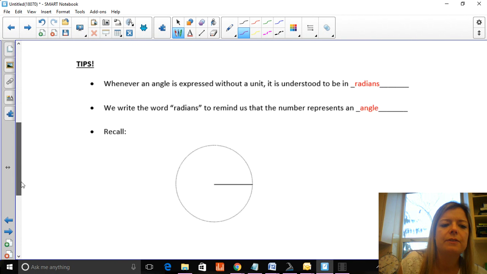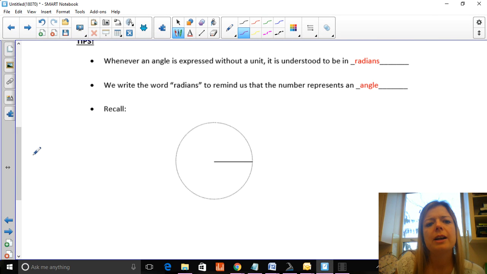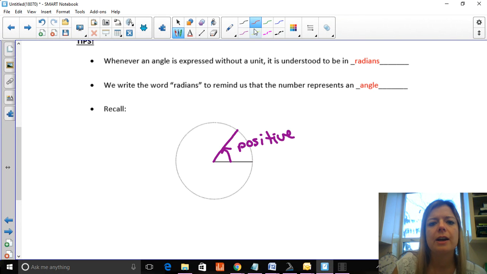Okay, just a few final tips. Whenever an angle is expressed with no unit, you have to understand that it's in radians. We write the word radians to remind us that the number represents an angle, but otherwise it's not actually necessary. Remember, if you're finding an angle in this direction, that would be positive. And remember, if you're finding the size of an angle in this direction, so going clockwise, that would be negative.